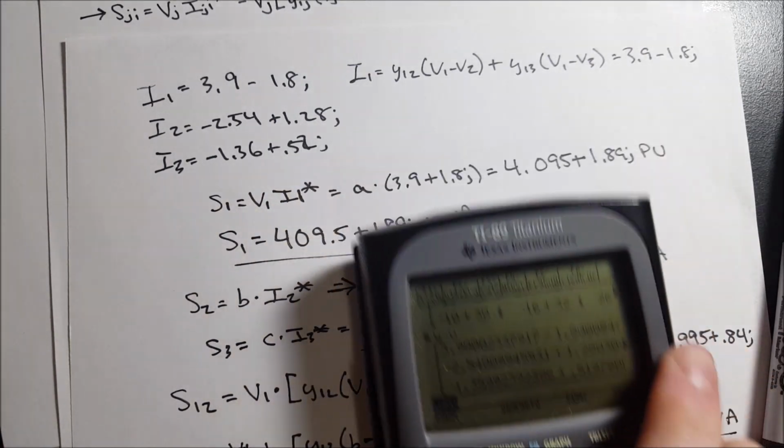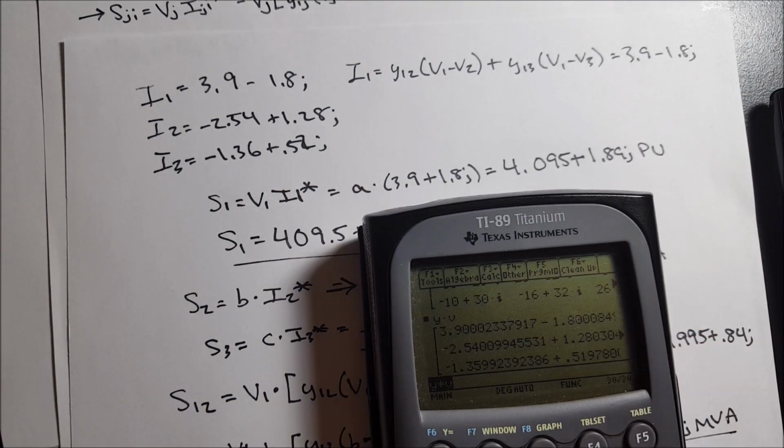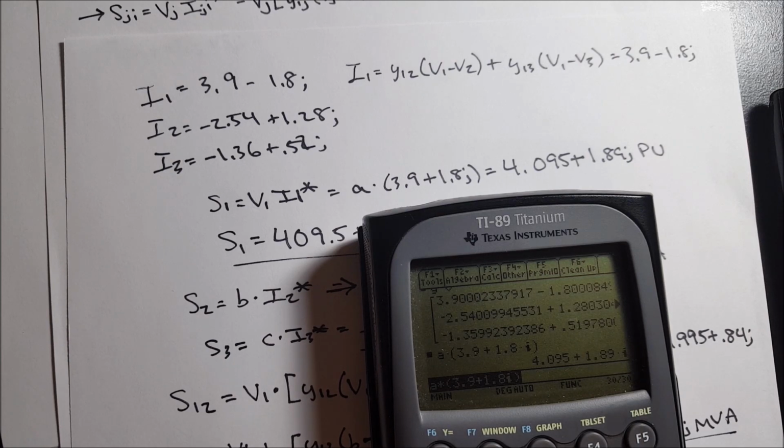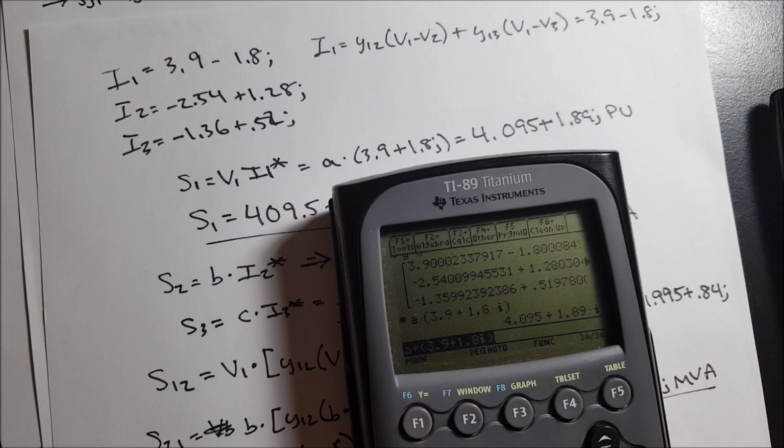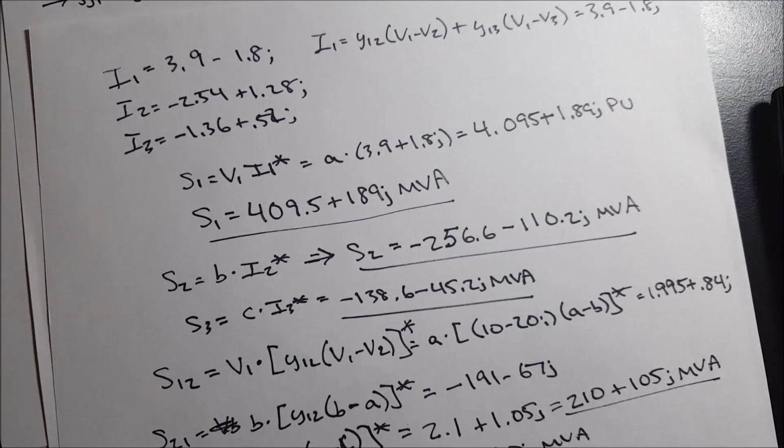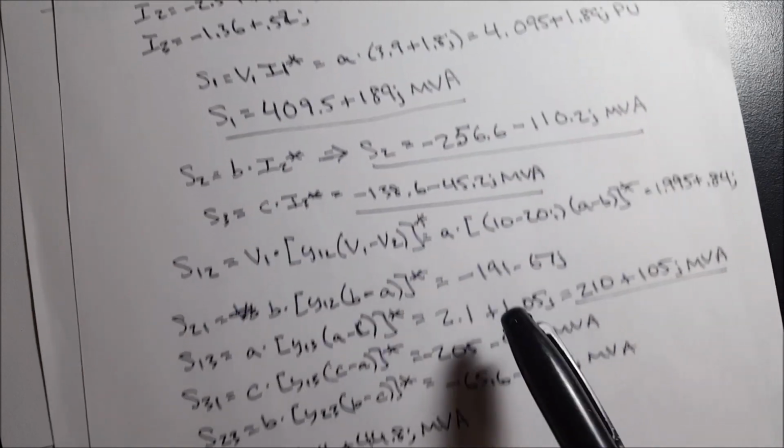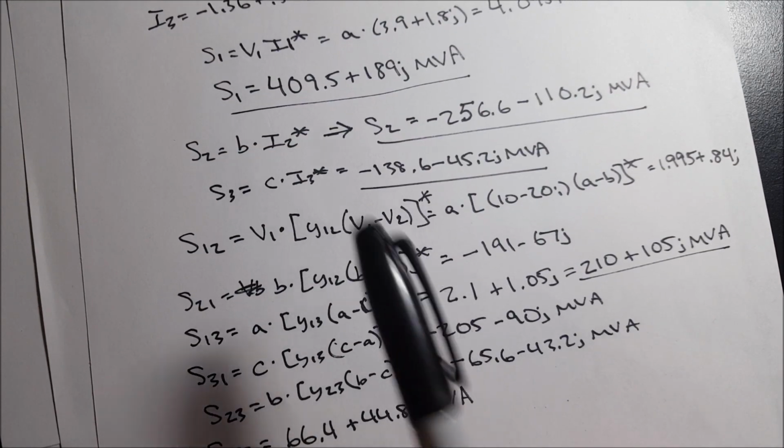And let me just do this in the calculator just to make sure I'm not lying to you. So we can say A, which is our voltage, times 3.9 plus 1.8i. And yep, there we go. They match. And then you just multiply each of those by 100. And you do that for the rest of the buses.